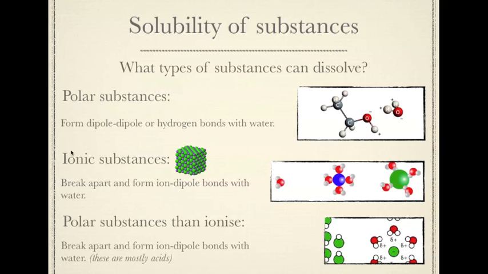The second type is that some ionic compounds also dissolve. Not all ionic compounds dissolve, just some of them. What happens when ionic compounds dissolve is they actually break apart. They completely break apart and they form ion dipole bonds with water. Take for instance this guy. Let's pretend this is sodium chloride.